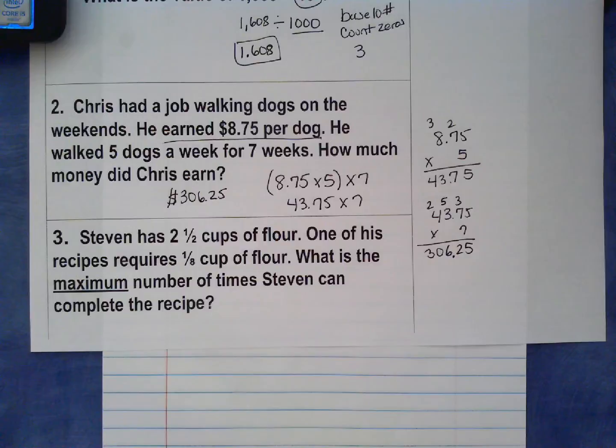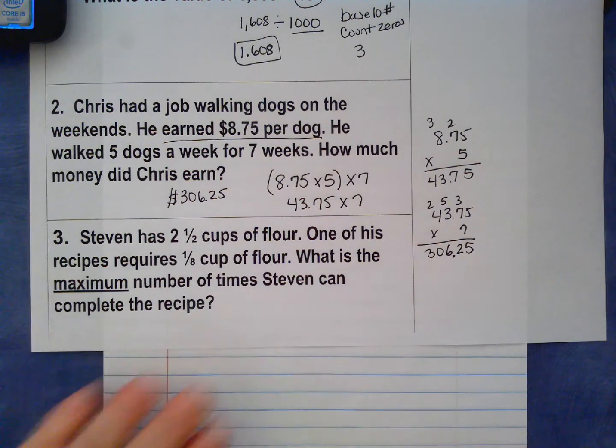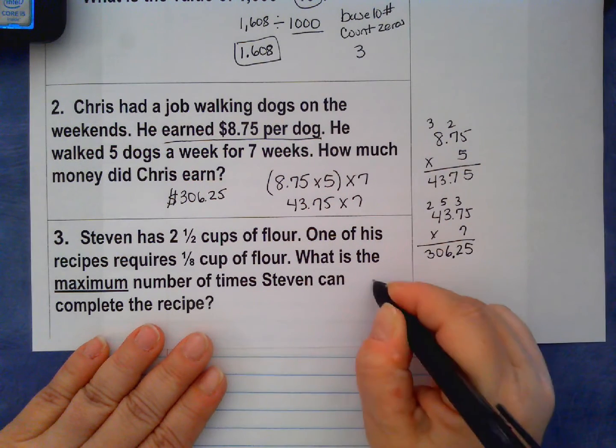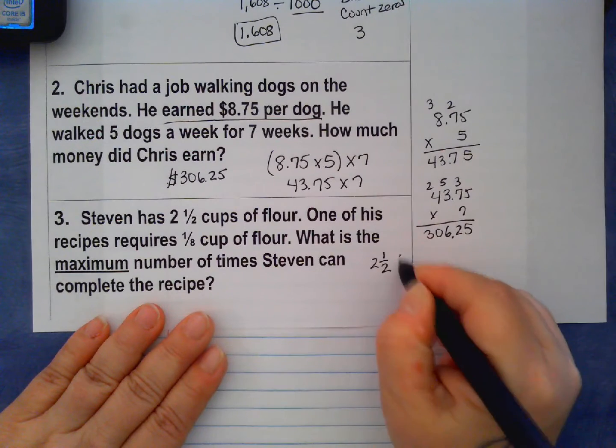Okay, last problem. Stephen has 2½ cups of flour. One of his recipes requires 1/8 cup of flour. What is the maximum number of times Stephen can complete the recipe? So this is a division problem because we need to divide 1/8 into 2½. All right, so 2½ divided by 1/8.